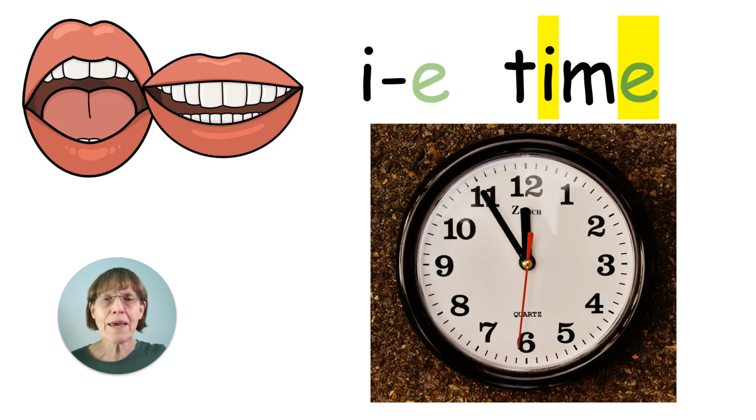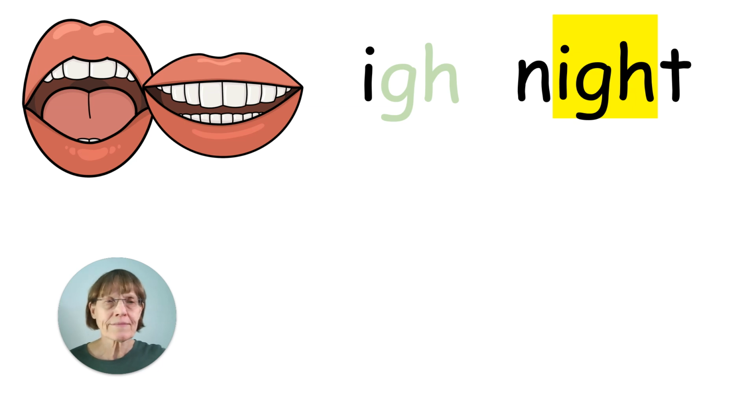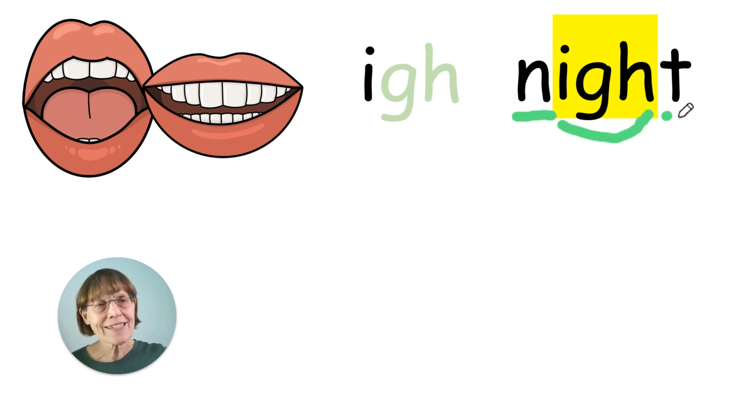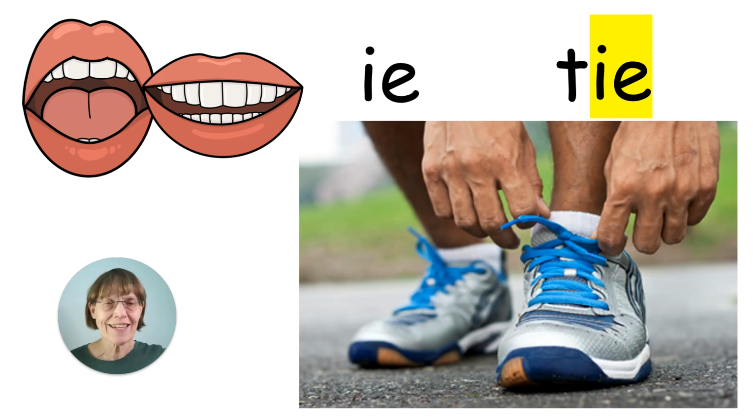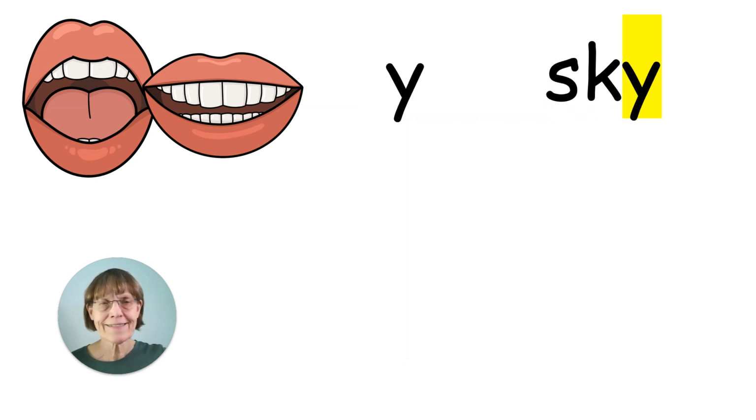Time. What time is it? Night. We have 5 letters, but only 3 sounds. Night. Tie. S and K together, sky.